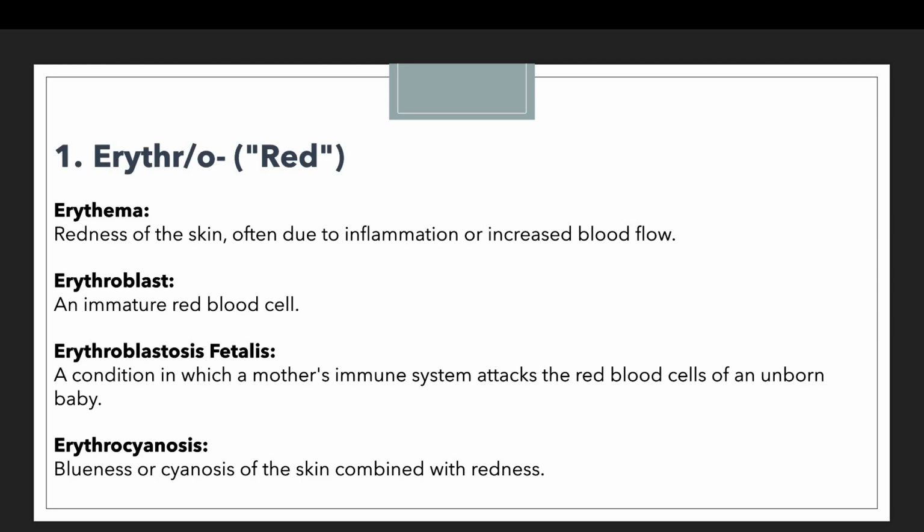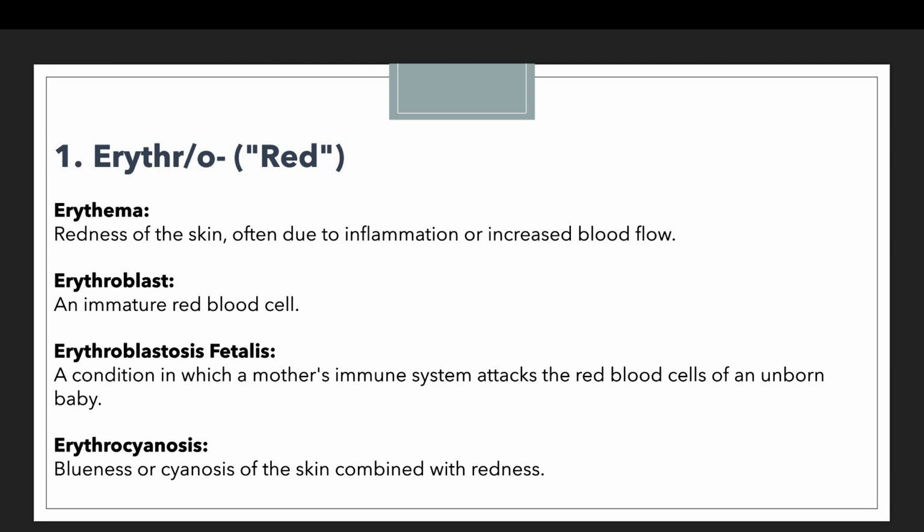The first prefix is erythro, or erythr. Now what is erythro? Erythro is a prefix which is used to denote the red color. So whenever we are using any medical terminology which indicates something as red color, in that case we will use the prefix erythro or erythr. So this is the definition. Now we will see the examples as well.